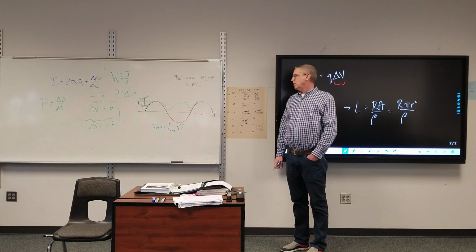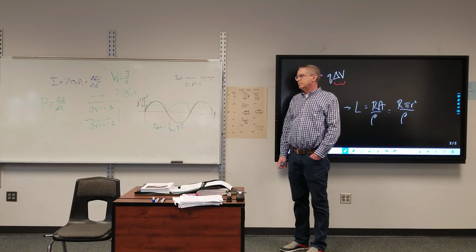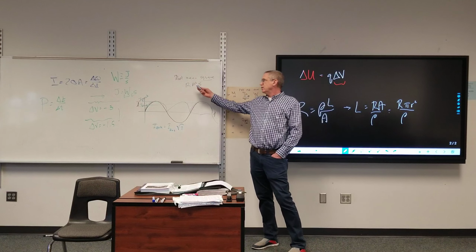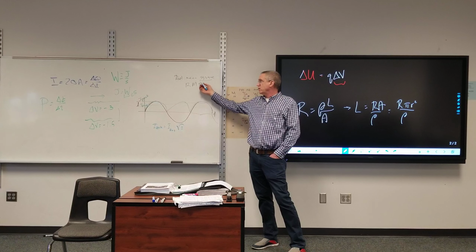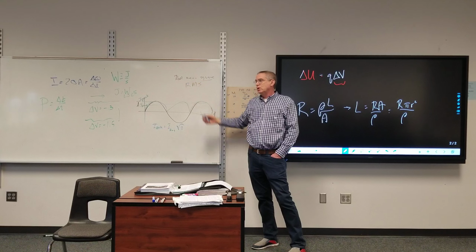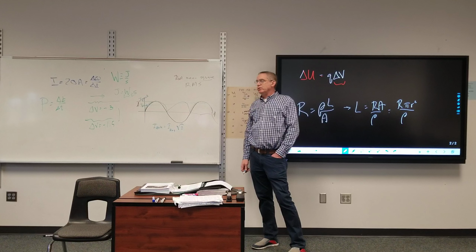RMS stands for root mean square, which is basically the reverse of what you actually do. You first square it, then you take the mean, then you take the square root. But it's a method of finding an average that is more meaningful, at least in this case.